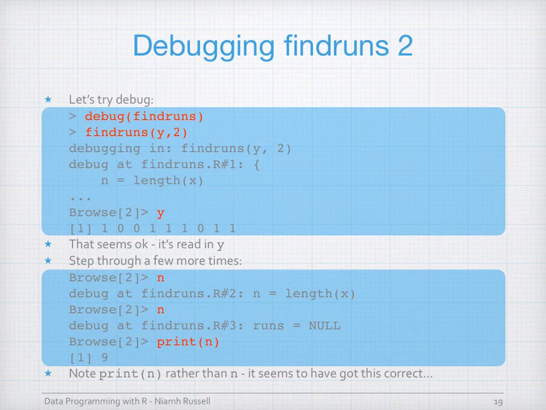Okay, so remember that browser stops before it runs each line of code. So at the very beginning, it's stopping before the first line, which is n is equal to length x. When we're there, we can find out what y is by asking R to display y from the console. And if we look at y, it does seem fine. So up to now, we seem to be okay. It's read in y correctly. So let's step through a few more lines of the code by using the n.